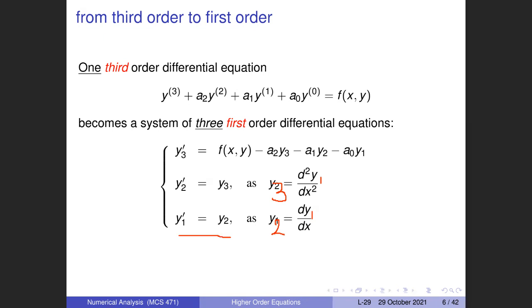So the symbols that we introduced, the relations can be written in the standard format. The left-hand side is always a derivative. The right-hand side is always the underivative, the original variables. So the punchline of the slide is that a third order differential equation becomes a system of three first order differential equations. And there is a standard way to rewrite the system.